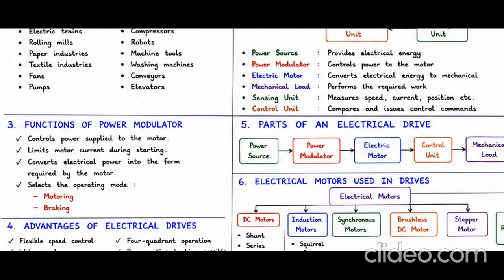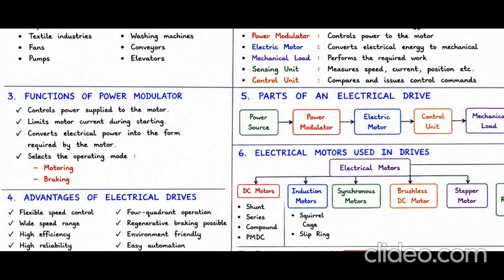Now let us come to the third section of this presentation, the functions of the power modulator. Its first job is to control the amount of power supplied to the motor. Secondly, during motor starting, the starting current can be very high. The power modulator limits this current and protects the motor. Thirdly, it converts electrical power into the form required by the motor. For example, it may convert AC into DC, DC into AC, or change the voltage level. Finally, it allows the drive to operate in different modes such as motoring and braking.